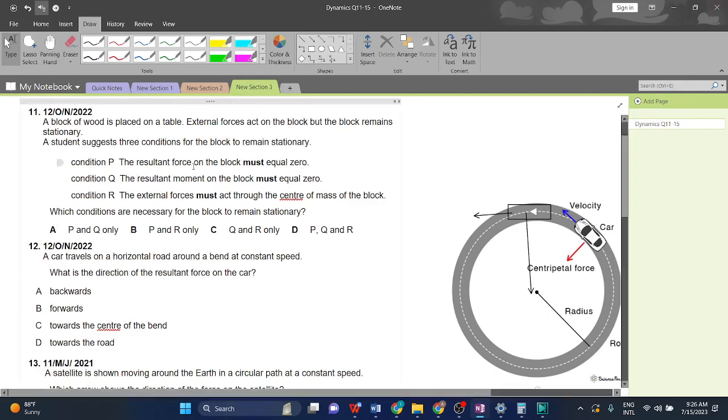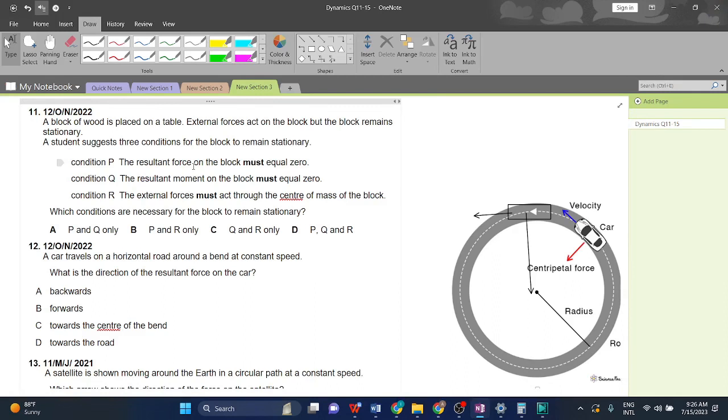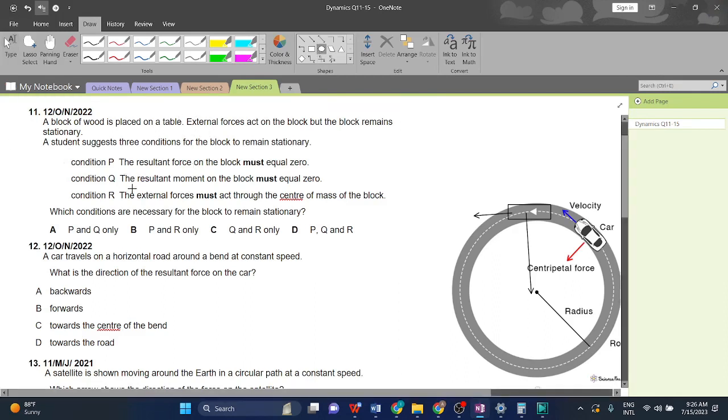R. The external forces must act through the center of the block. This is completely irrelevant to the topic. So P and Q are the right answer. Just ignore R.